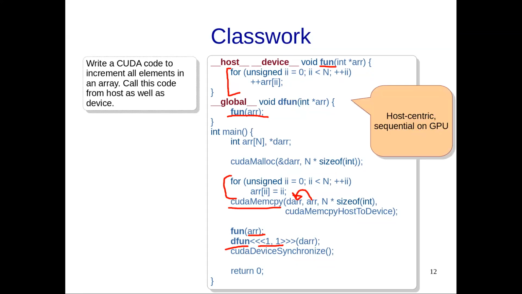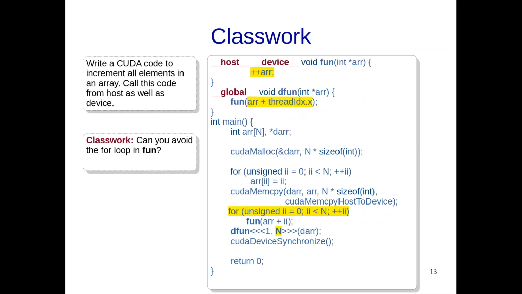Okay, so there's a host-centric part because this is sequential on the GPU. Can you avoid the for loop? Well, you might be able to do something like this, where I push the for loop on the CPU and call this fun with a particular ID, particular address. Inside this host device function, I just do ++ of that. So if I call it from the CPU, it becomes sequential anyway.